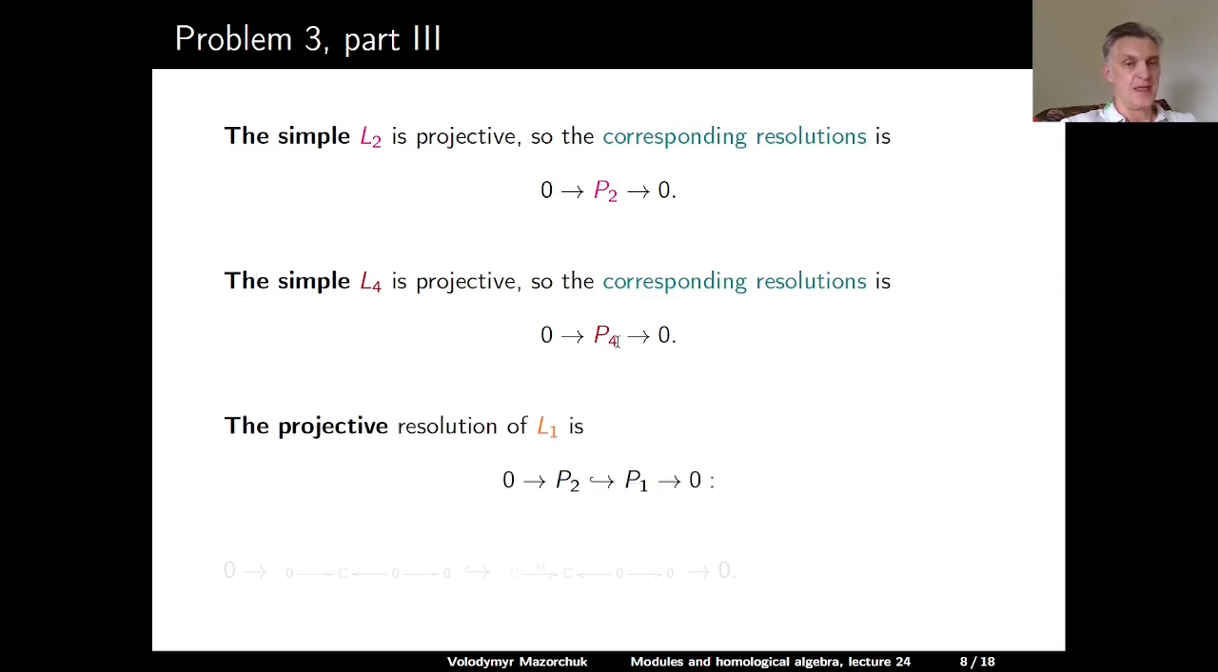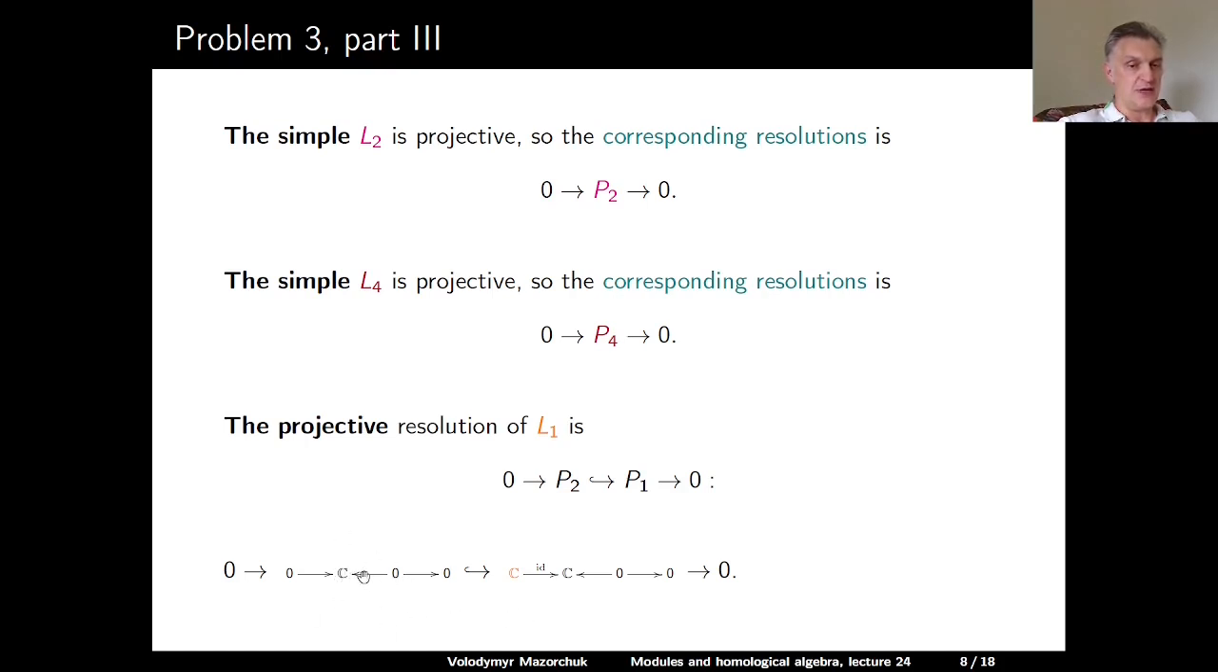That is it. Now the projective resolution of L1 is the following complex. We have P1 at the homological position 0 and P2 in the homological position -1 with the embedding between them. So P1 is one-dimensional at vertices 1 and 2 and 0 everywhere else, and P2 is one-dimensional at the vertex 2 and 0 everywhere else.